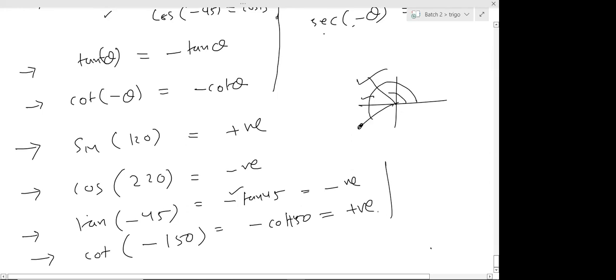All right. Or the other method to solve this is tan minus 45. So minus 45 is in fourth quadrant. In fourth quadrant, tan will be negative. Cot of minus 150. Minus 150 means you move clockwise, you will reach third quadrant. Third quadrant, cot is positive. All right, 2 ways to solve this. This is clear, Shaifullah? Yes, sir. Clear. Okay, Rahman, Alvia.